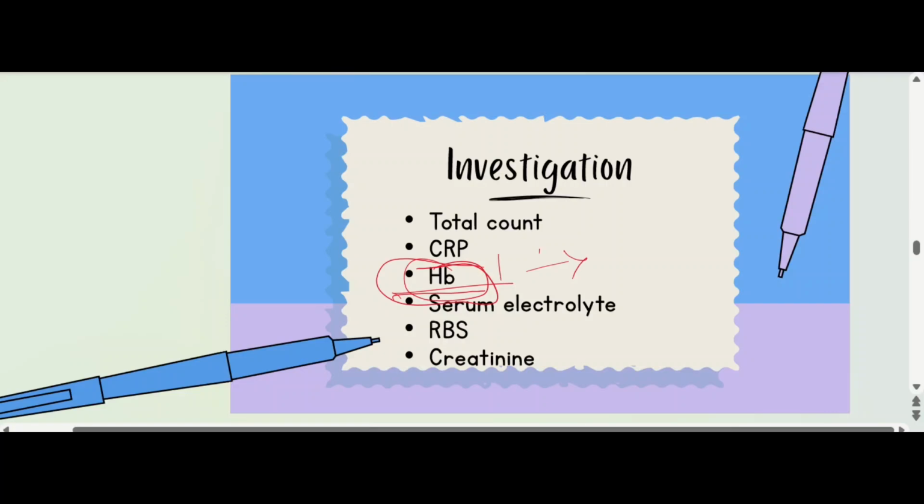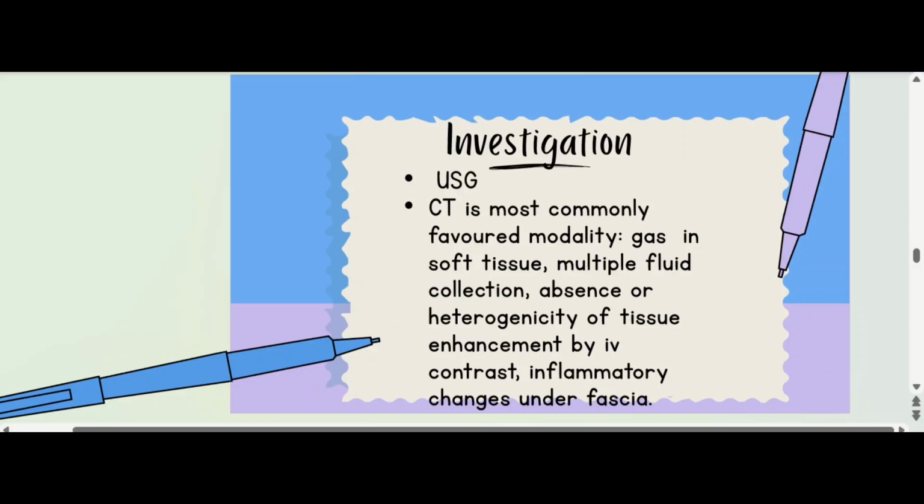If the hemoglobin is low, then we may need blood transfusion for these patients. Then serum electrolyte is also important. Blood sugar level should be examined, and serum creatinine level to know the kidney status. Ultrasound, CT, these are some radiological investigations we can do.